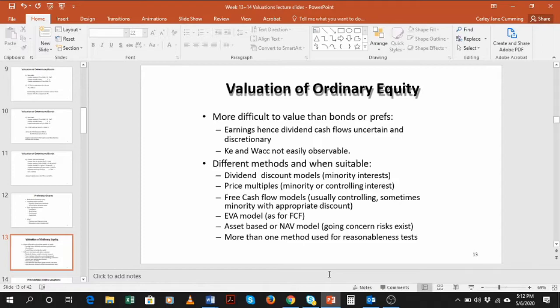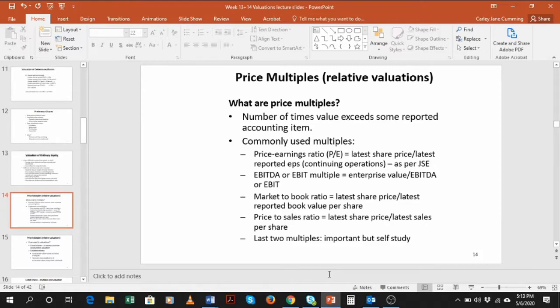And then once we have performed the valuation using the different methods, often there will be a range that the value of equity can fall between. Based on the negotiations of the various parties, an amount will be agreed upon somewhere in the range. So in this lecture, we are going to focus on valuing ordinary equity using the price multiples method.